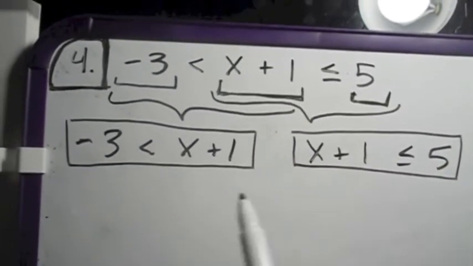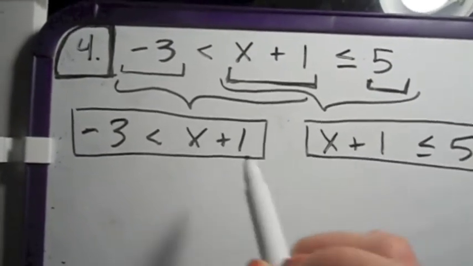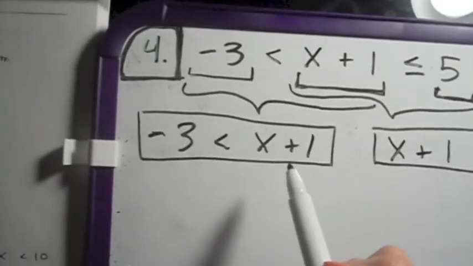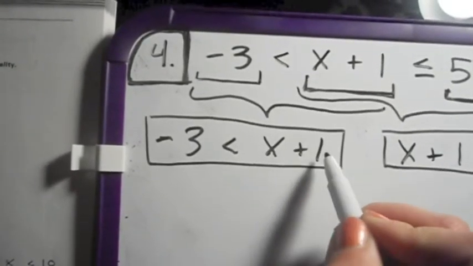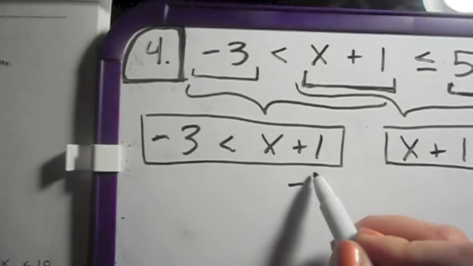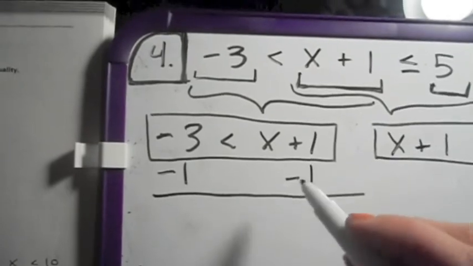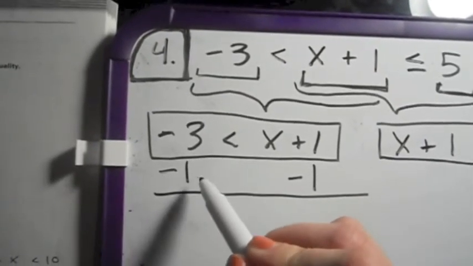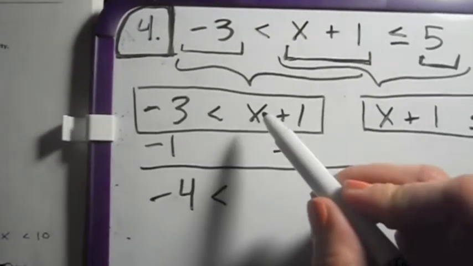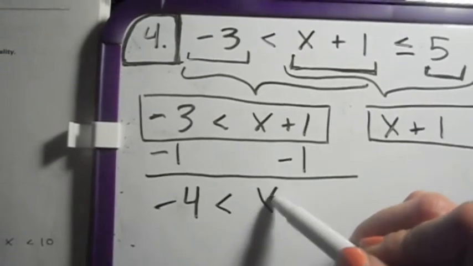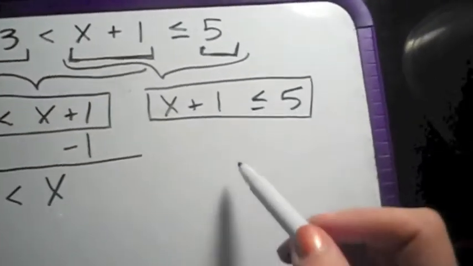However, these two inequalities have not been solved. They have not been solved because x is not by itself. There is a term with the x term, and that term on this one is a positive 1. So, if I want to remove the positive 1 from this side, I would subtract 1. Subtract 1. What am I left with? Well, negative 3 minus 1 is negative 4. The sign will stay the same. x plus 1 minus 1 is just x. Okay, now we have solved this inequality for x. Let's do this one now.